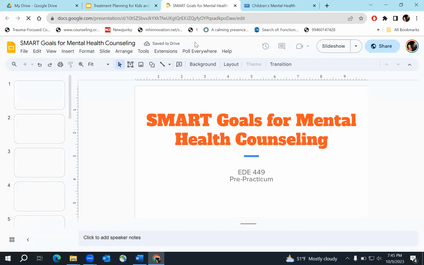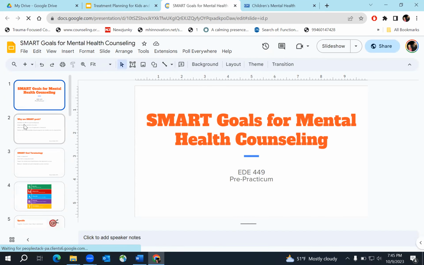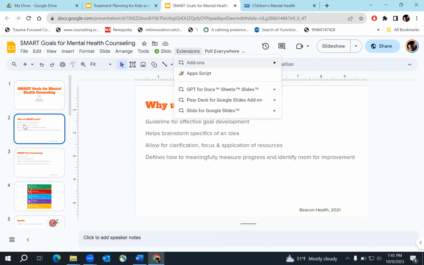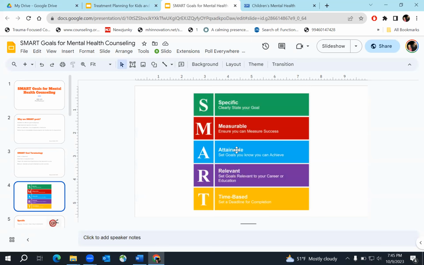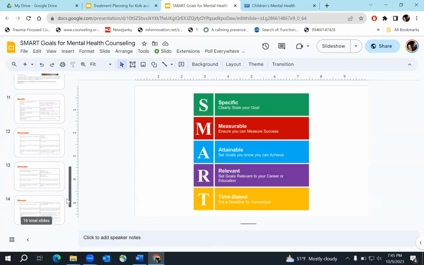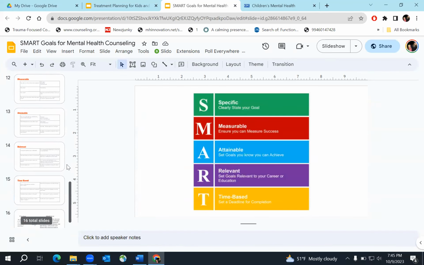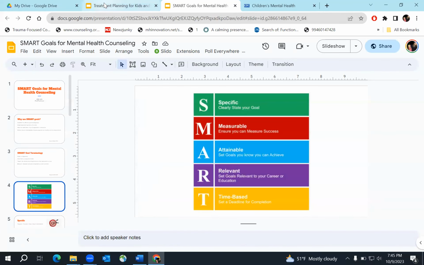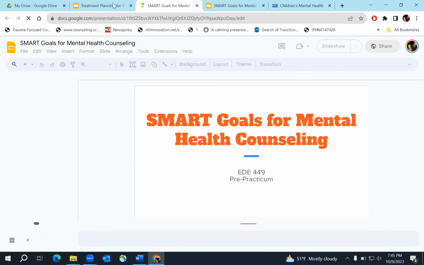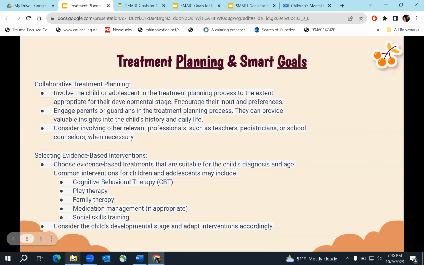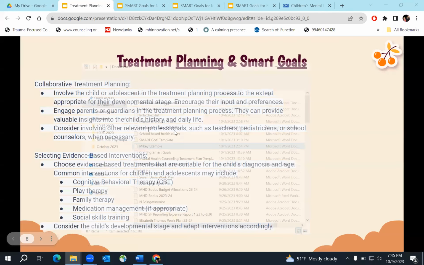So just to remind you, and this is linked in here, here are your SMART goals. And we talked about this last time, how to develop a SMART goal, what SMART stands for: specific, measurable, attainable, relevant, and time-based. And you're going to be developing SMART goals for the client in this week's example.